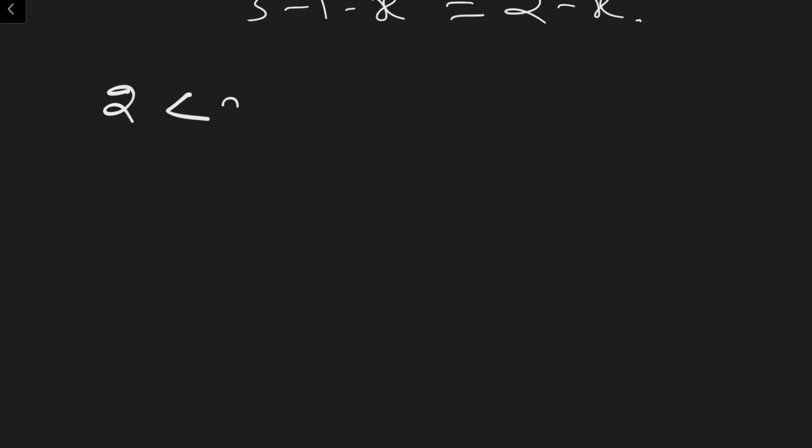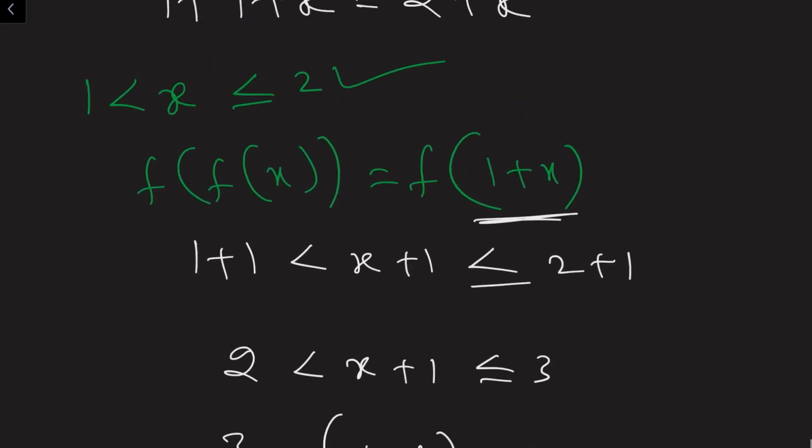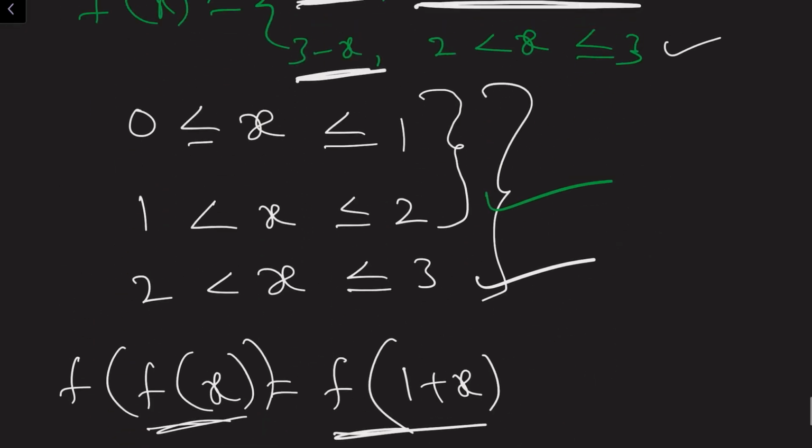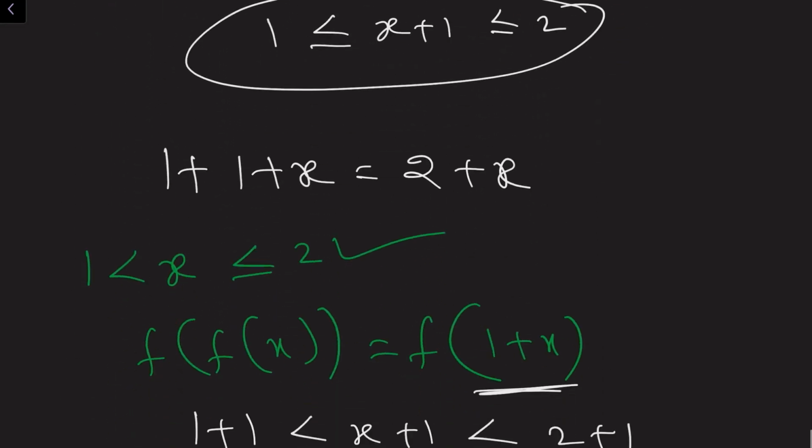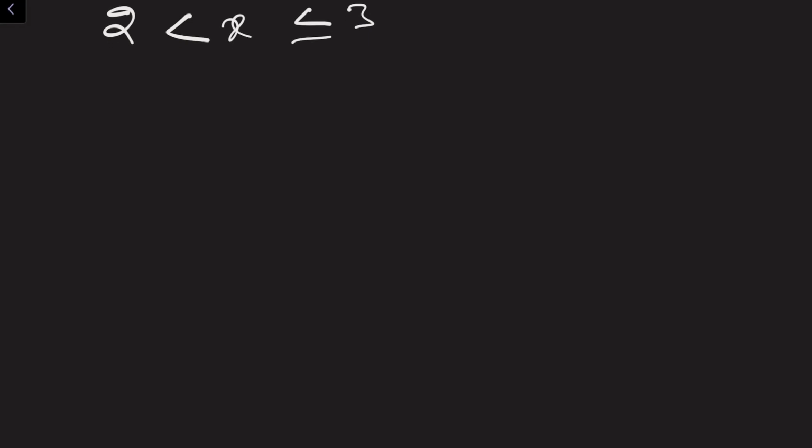2 less than x less than or equals to 3. This 2 less than x less than or equals to 3 means which statement first of all? First statement or second statement? 2 to 3 is there means the second statement only, that is 3 minus x. So f of 3 minus x. Now for the second one, what do we need to take here again? So here we have 3 minus x, right?